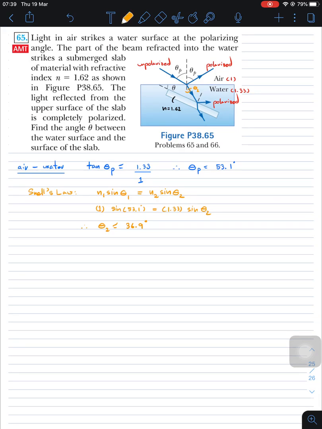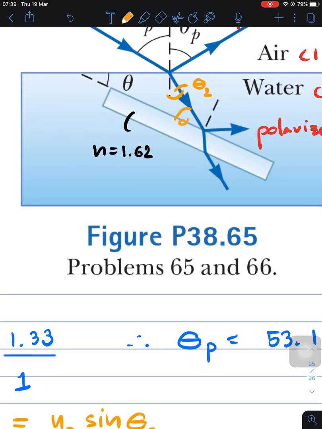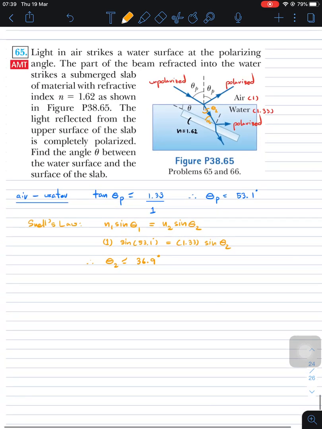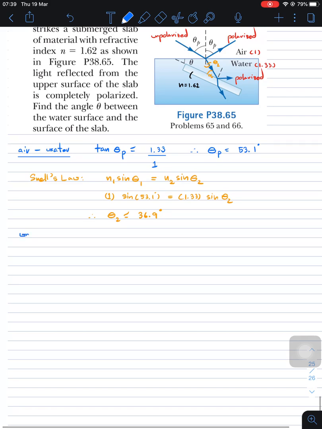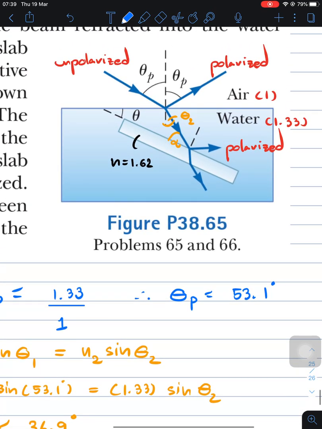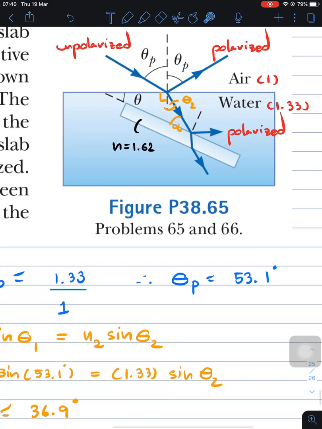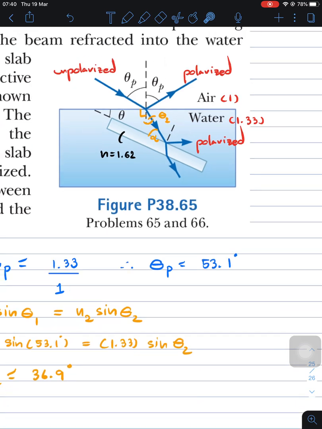Okay, then let's find this angle. Let's say the alpha. This is going to be at the water and slab interface, right? So let's look at this triangle. You can see that this angle is equal to 90 degrees, from this interface to the normal line here. This one, the small one, is theta 2. This is alpha and this is theta. It means that if we combine these four together, it's going to be equal to 180 degrees, right?